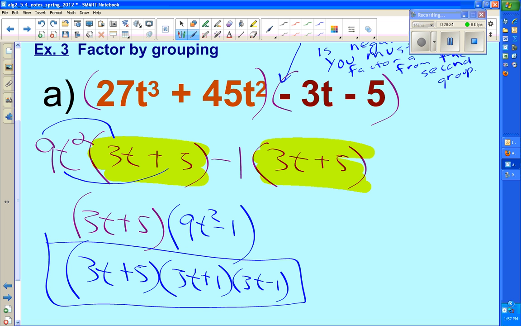Everybody clear on this? This factor by grouping stuff. It's new. How do you know when to factor by grouping? You've got to have 4 terms.